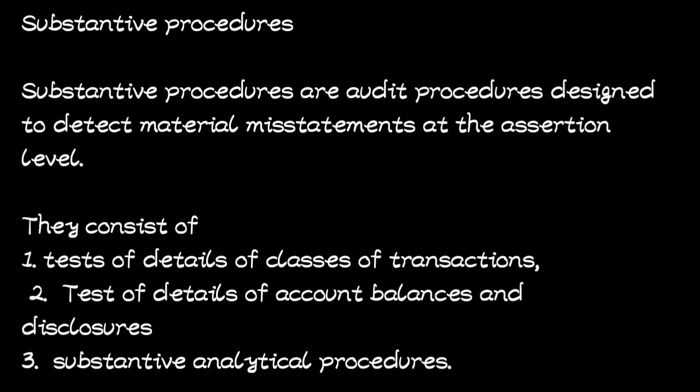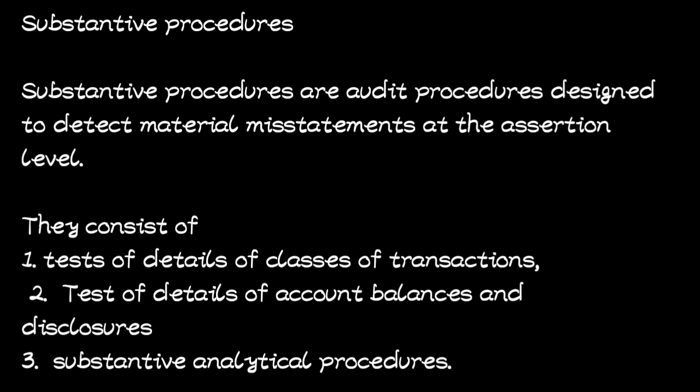So the second response to assess risks at the assertion level is substantive procedures. I said we have two, test of controls and substantive procedures. We looked at test of controls in the previous video. So substantive procedures are audit procedures that are designed to detect material misstatements at the assertion level. So for substantive procedures, they detect material misstatements. Then for test of controls, they test the operating effectiveness of controls.